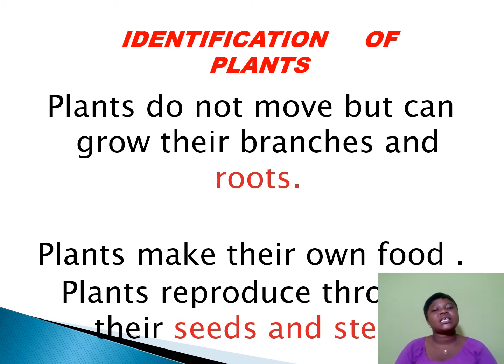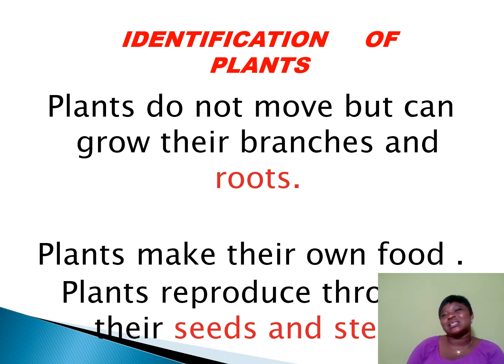So we said that plants do not move, but can grow their branches and roots. We said it in our previous lesson. And plants make their own food. Plants reproduce through their seeds and stems. So we are going to learn about the identification of plants.